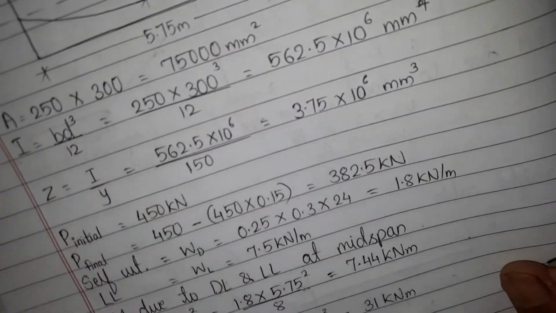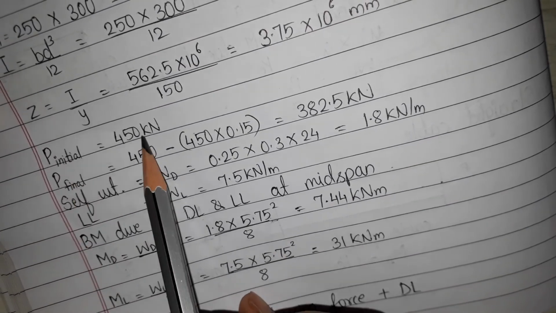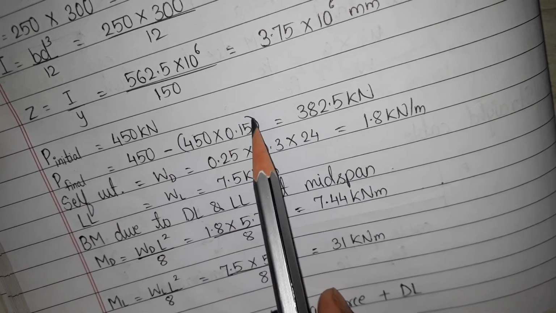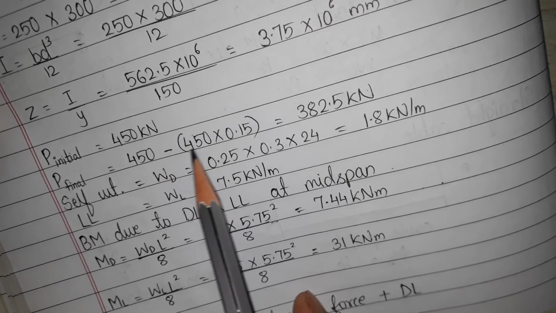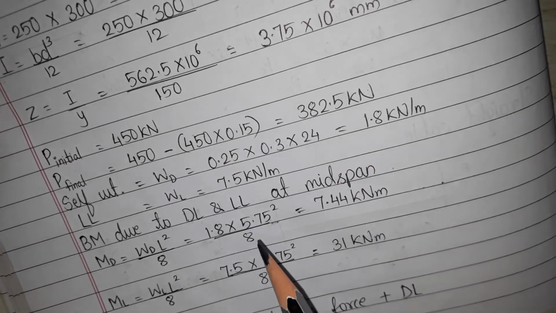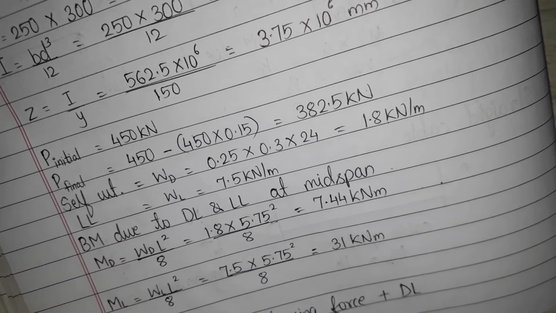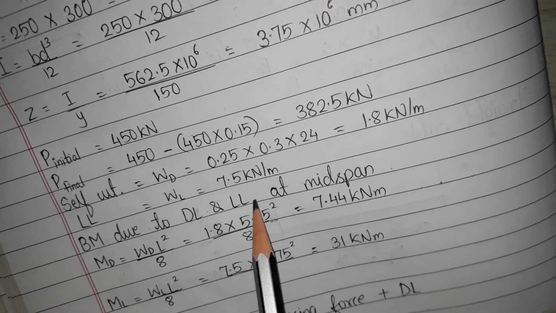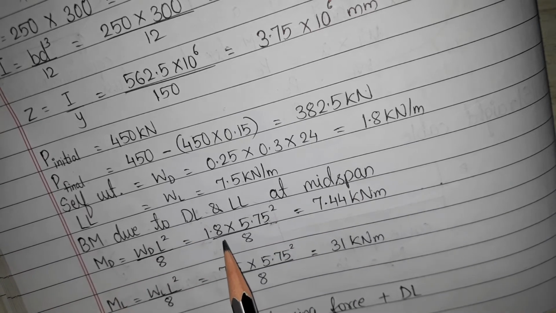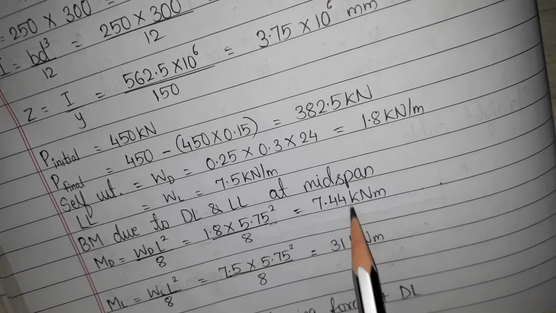Now you can see here the P initial force is 450 kilonewton. So the P final, by considering loss of 15%, 450 minus loss of 15%, will get 382.5 kilonewton. Understood? So now the self weight you have to find out. Live load is given. So now the bending moment due to dead load and live load at midspan: MD is WD L square by 8, ML is WL L square by 8. Both we will get.